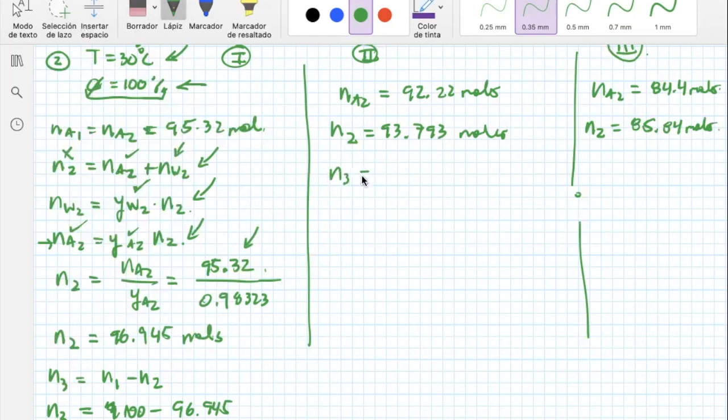Therefore, N3 is just 100 minus this. So this one is 6.071 more moles going out in this case. And maybe the tendency will give me that I'm condensing more water at 3 in the last case, which is 14.1604 moles. Okay, so those are the condensation part. That's the last question that they're asking in this problem.